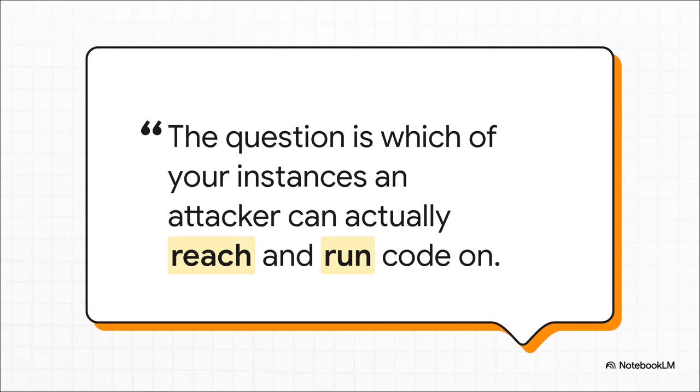Which brings us to this incredibly sobering quote from Strobe Security. The question is not whether you have it. The question is which of your instances an attacker can actually reach and run code on right now. Because this is a default pre-auth vulnerability living right in the core, you just have to assume you are exposed. Your priority right now isn't debating whether you're vulnerable, it's rapidly discovering which of your instances are reachable from the outside world before the attackers find them first.